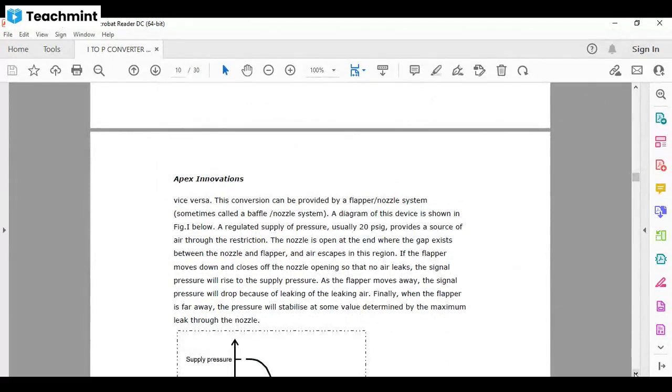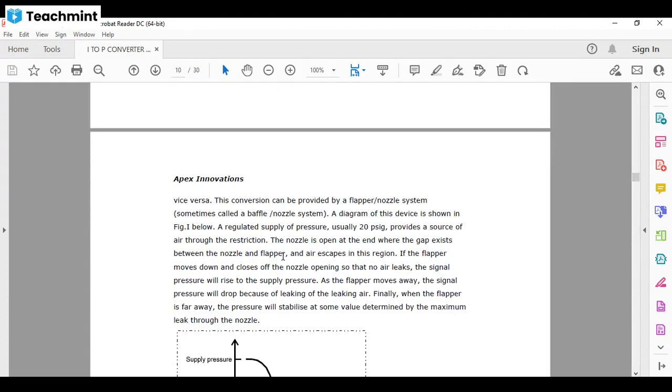So as a regulated supply of pressure, usually 20 psig, is provided from a source of air through the restriction, and the nozzle is open at the end where the gap exists between the nozzle and flapper.